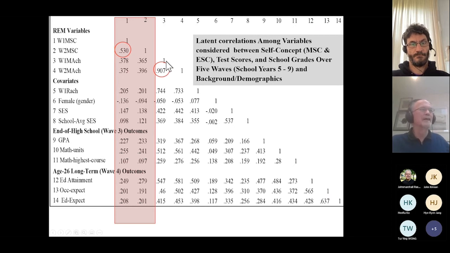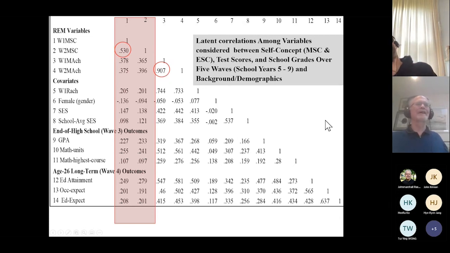There are some problems. That stability of over 0.9 for math achievement is obviously going to complicate things. That's fine for the reciprocal effect model, but it's going to complicate things when I look at long-term predictions of wave 1. Anything from wave 1, some of it will have to go through that. Wave 1 math isn't going to have much effect on much of anything other than indirectly through wave 2 math.